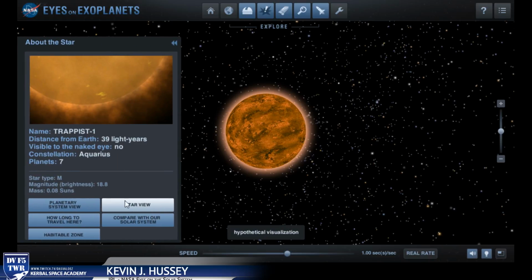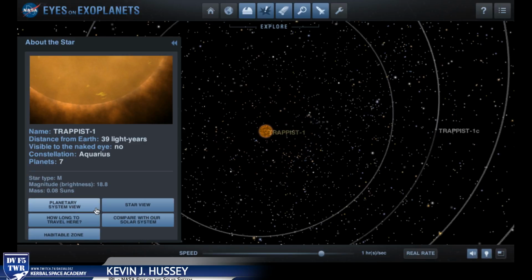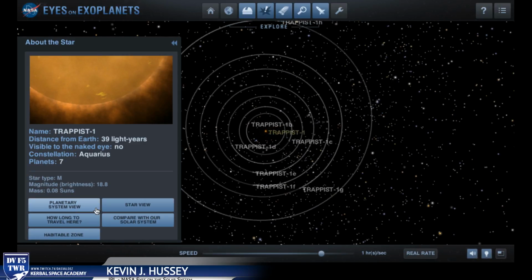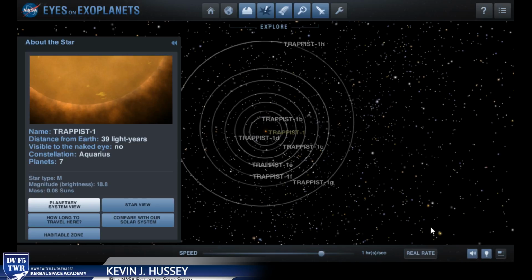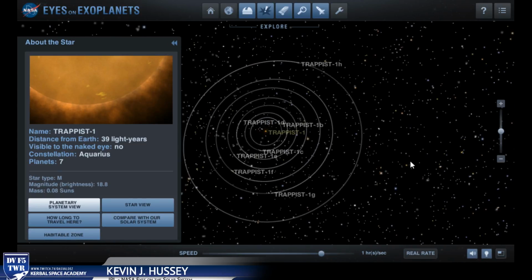and said, "Let's go to the planetary system." And then it would zoom out and show you the entire system. Now, at this point, one of the things she wanted to stress was the fact that 3 of these 7 Earth-sized planets were in the habitable zone. Right, the Goldilocks zone.